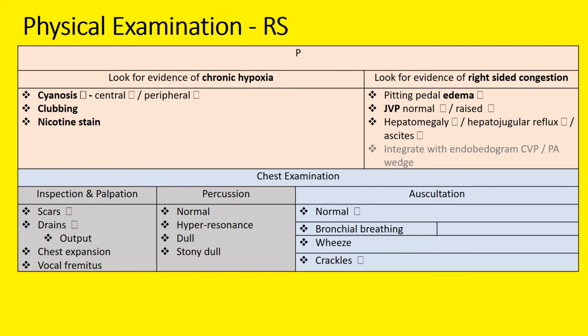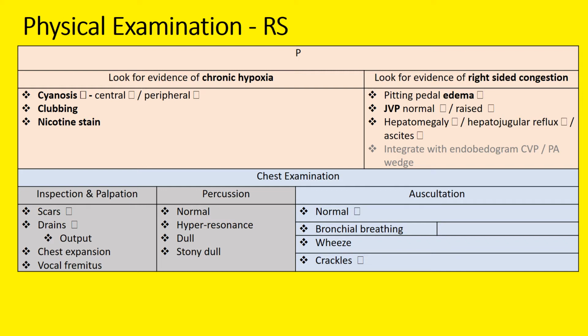Let's move on to the physical examination of the respiratory system. What are the various problems you can have from the peripheral system exam of the respiratory system? You can have some signs of chronic hypoxia, such as cyanosis, clubbing, nicotine staining, and the causes of all of these things. And then you can also see features of right-sided congestion, which is exactly the same thing as for the heart. And on the chest examination, again, you inspect, palpate, percuss, and auscultate. Okay, just medical student level, except it's more focused and more slick.